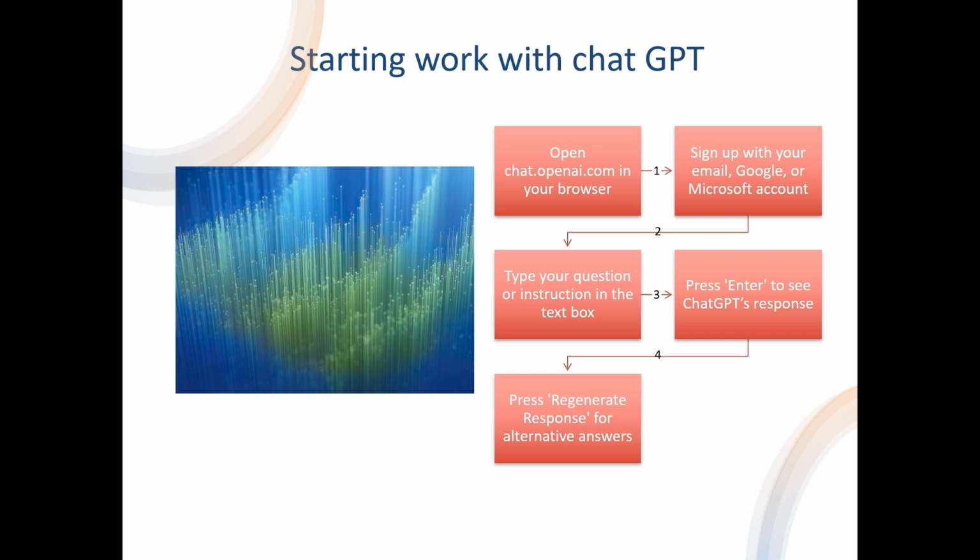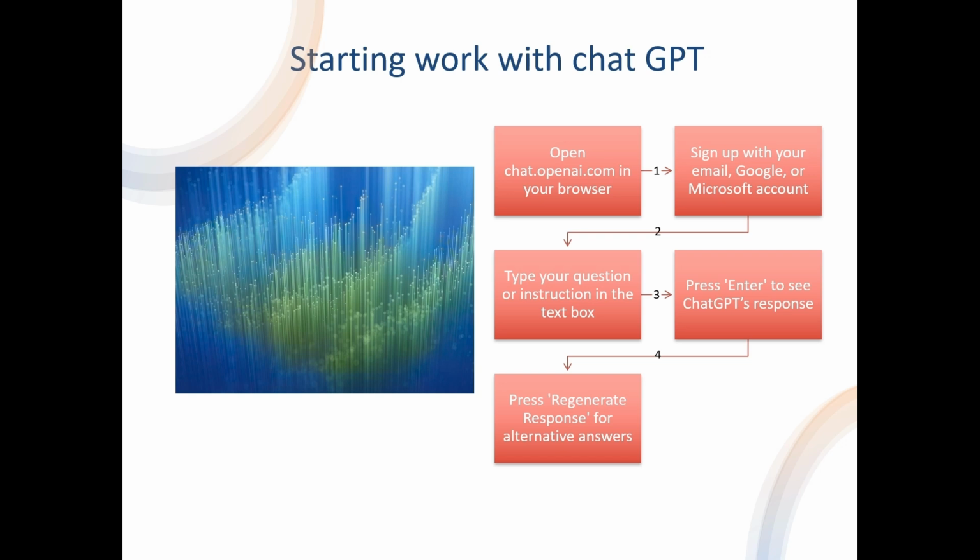To access ChatGPT, you need to open your internet browser. No matter which one it is, it can be Microsoft Edge or Google Chrome or Firefox, any. And type in chat.openai.com. If you're new to it, click on Sign Up and follow the steps using your email, Google or Microsoft account.